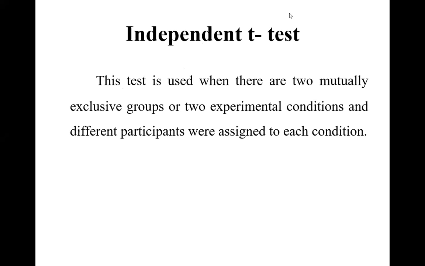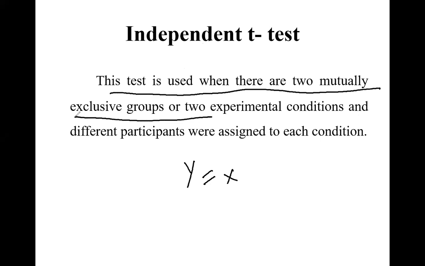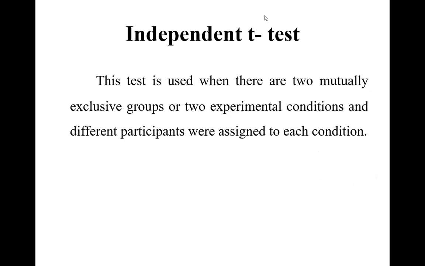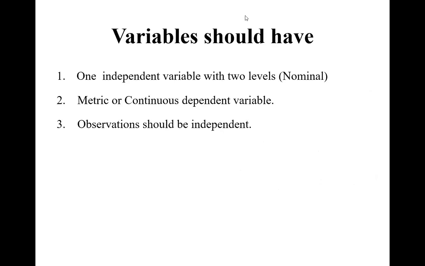The purpose of the independent t-test, I told you, is to compare two groups. This test is used when there are two mutually exclusive groups. Mutually exclusive groups are male and female, public sector and private sector, rural and urban. When we compare two groups, we use the independent t-test. Here, what is the condition?